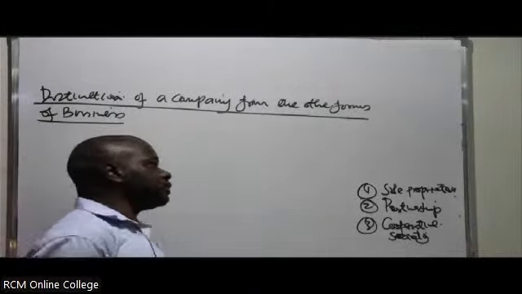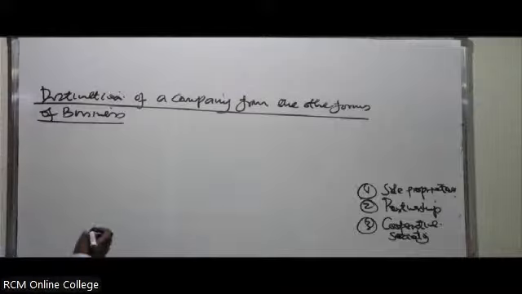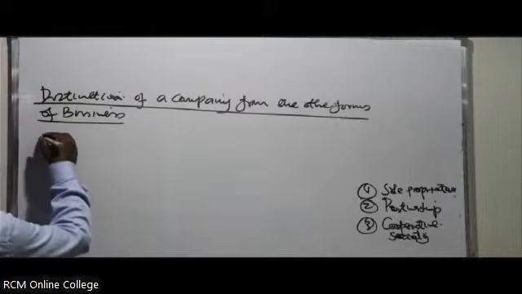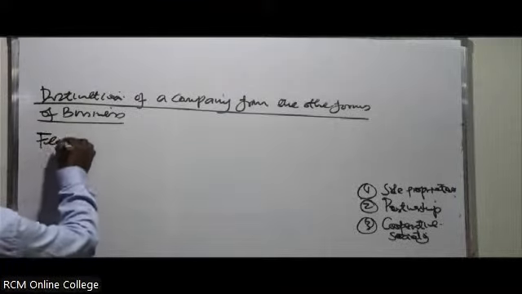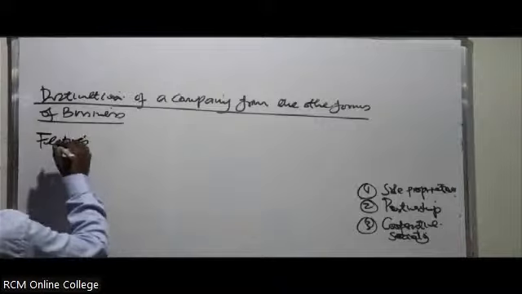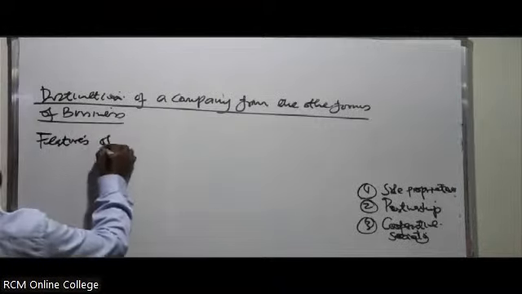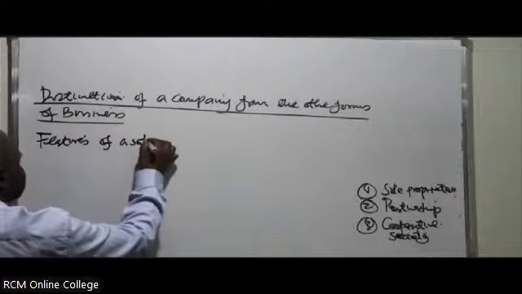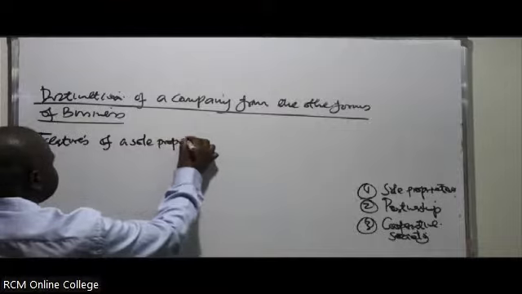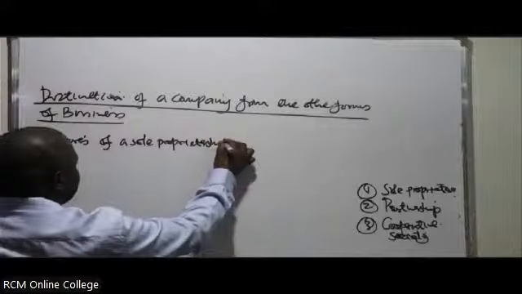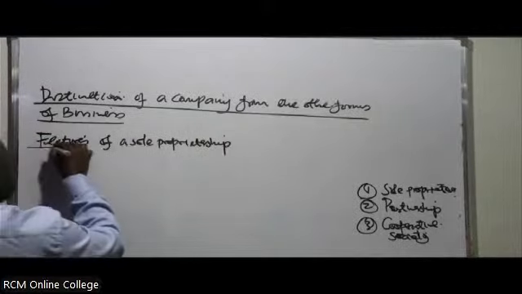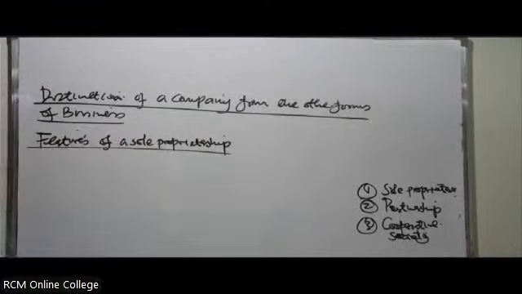For example, if you talk about a sole proprietor, what are the features or characteristics of a sole proprietorship form of business? These ones I know you know about. You can give me four or five.